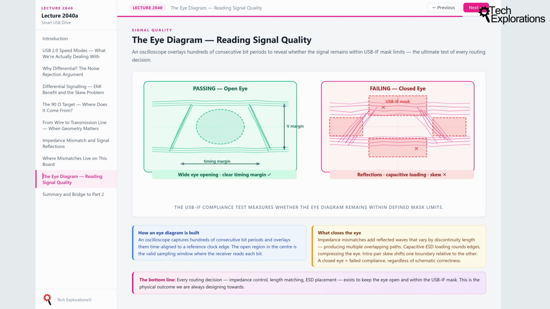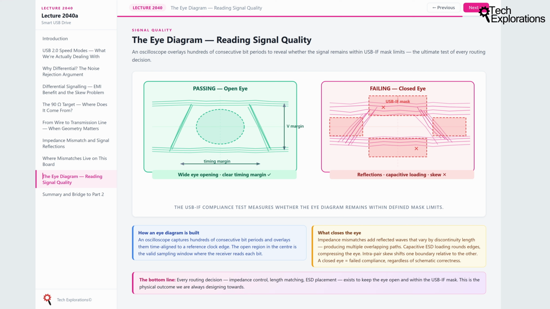The eye must be open, meaning there must be a clear voltage margin between logic 1 and logic 0, and a clear timing margin around the sampling instant. The USB Implementers Forum compliance test measures this directly. When impedance mismatches are present, the reflected waves add and subtract from the incoming signal at different time offsets depending on the length of each discontinuity. On the eye diagram, this appears as multiple signal paths overlapping, and the eye essentially closes.